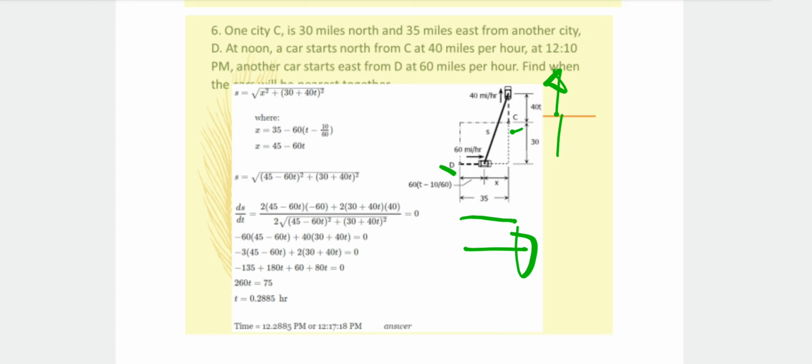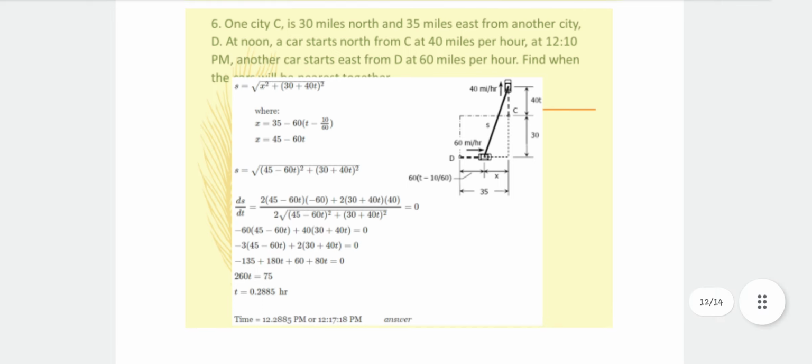Okay. And then, find when the cars will be nearest together. Nearest together means the distance between the two cars is smallest. We'll call that S. Same as what we did in the previous example, we're going to use this triangle. So here, the base is just x in length.